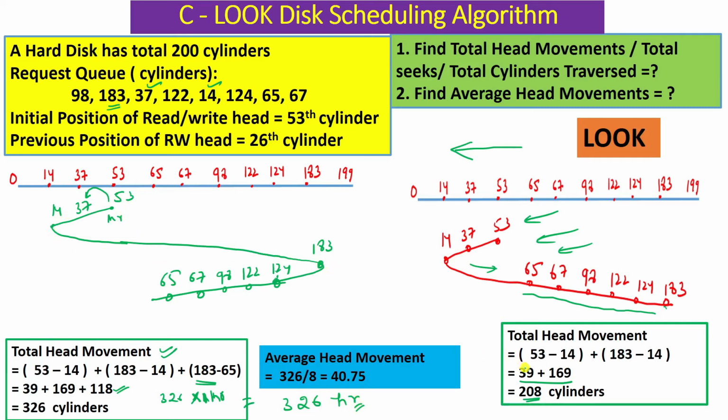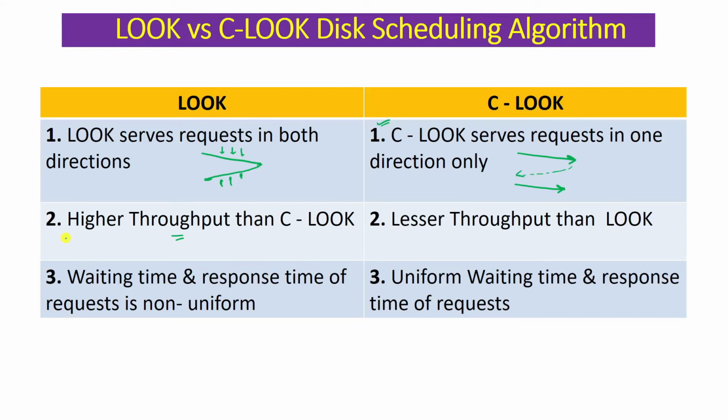But for the same example, in LOOK we will take 208 times 1 hour, that is 208 hours, to complete all the requests. So here you can see all the requests are getting completed in less time. That's why the LOOK algorithm has more throughput than the CLOOK algorithm. That is the meaning of the second point.